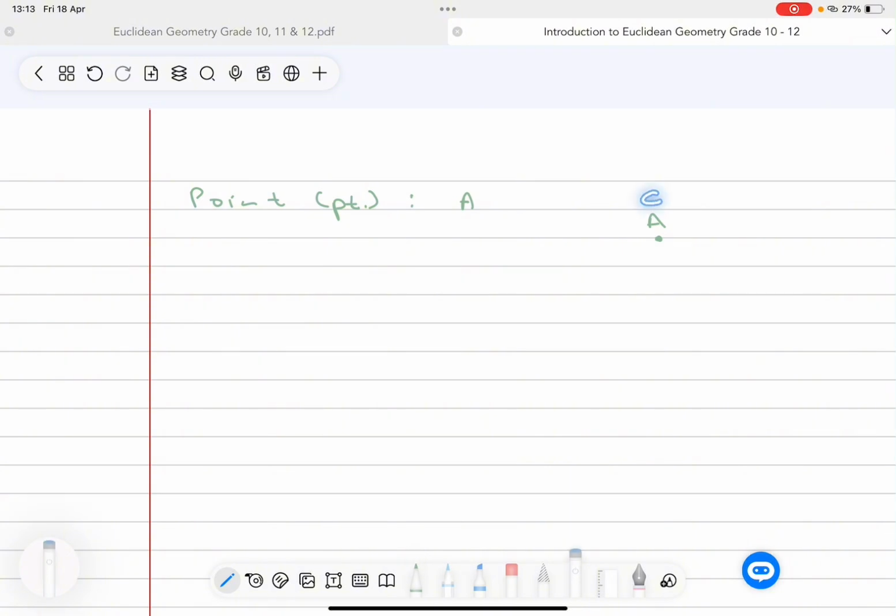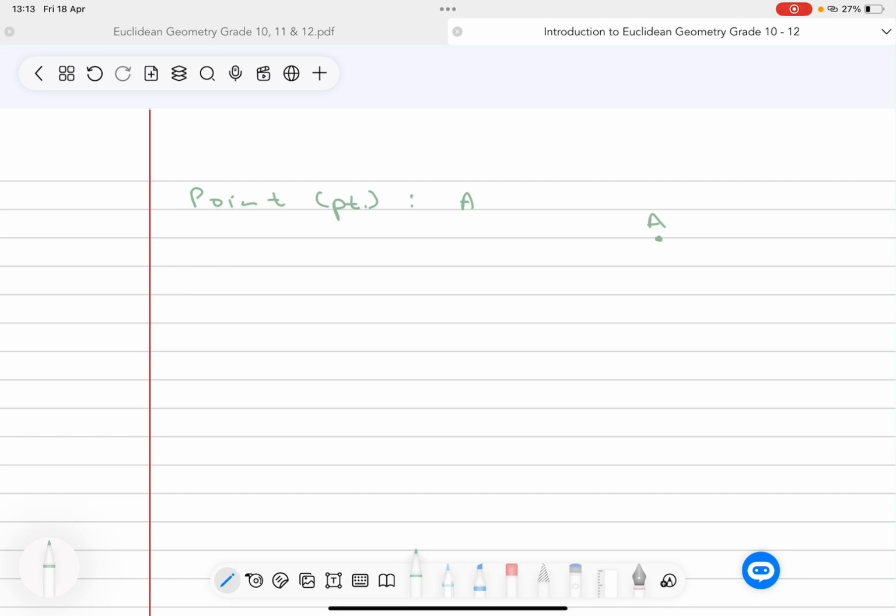It could be C, it could be a B, it could be a D, it could be an O, or even a Z. Any letter. As long as you write a single letter, then it represents a point like that.